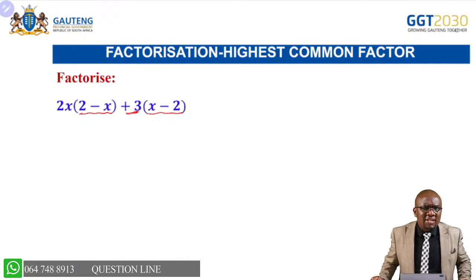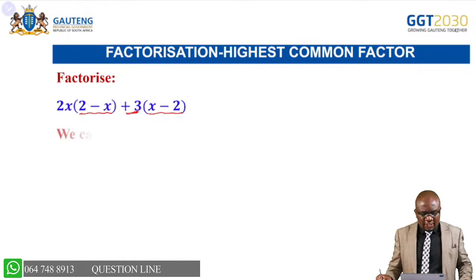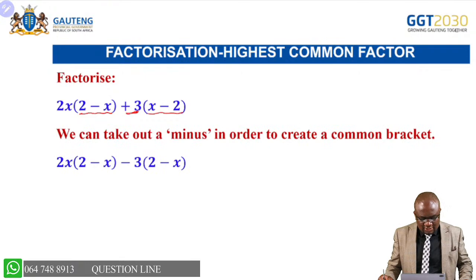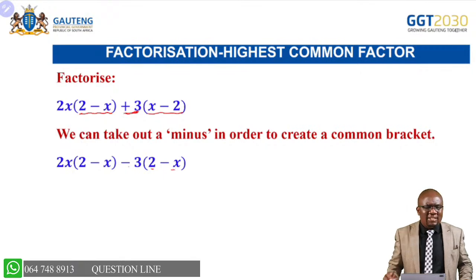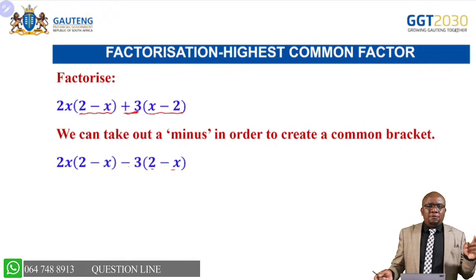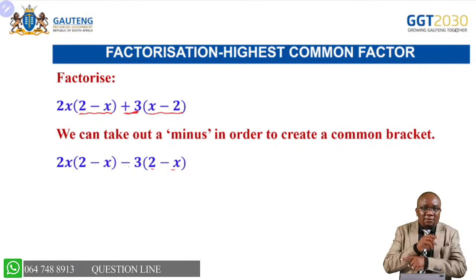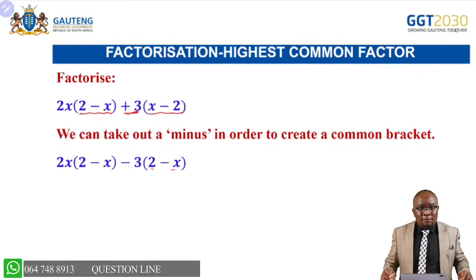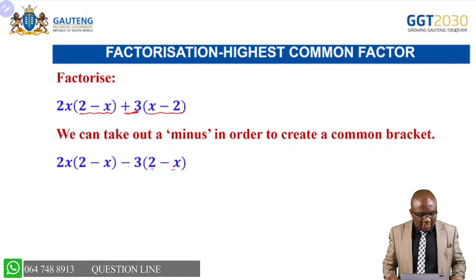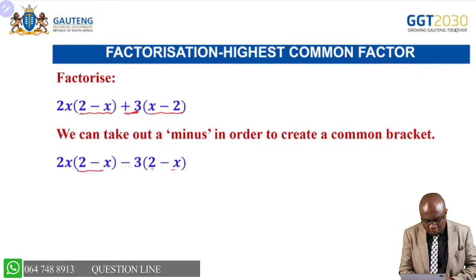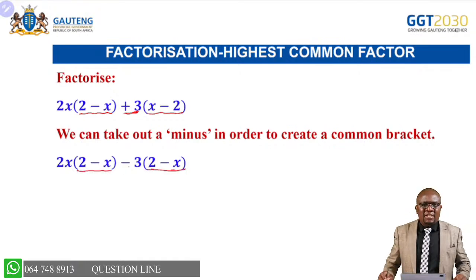What is positive times negative? It's negative. Do you see that? So it's going to change and become -3, which is going to be like this. Now it has changed. It's now 2 minus x, and here it has changed the sign to -3. Please be careful. When you factor out the negative, it's going to change the sign of the coefficient. Take note of that. We can take out a minus in order to create a common bracket. Now we have created our common bracket here, which is 2 minus x.